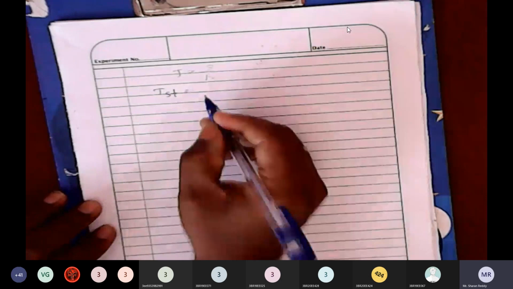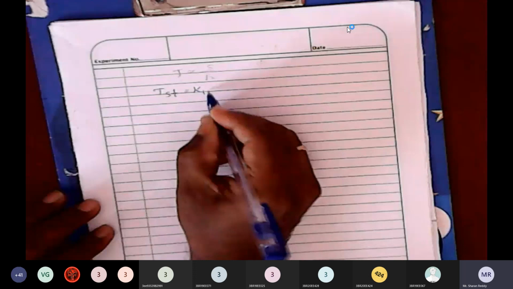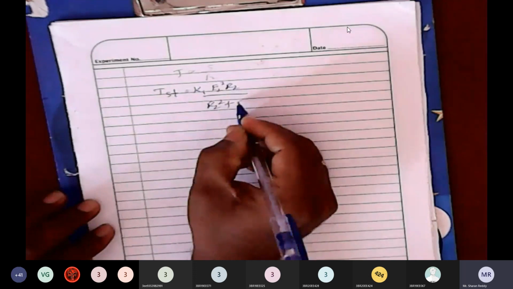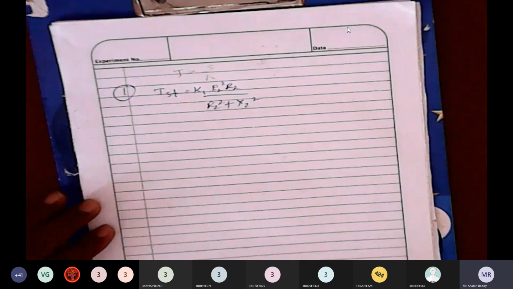T_st is equal to K1 E2 square R2 divided by R2 square plus X2 square. This is the first question. We have proved it.